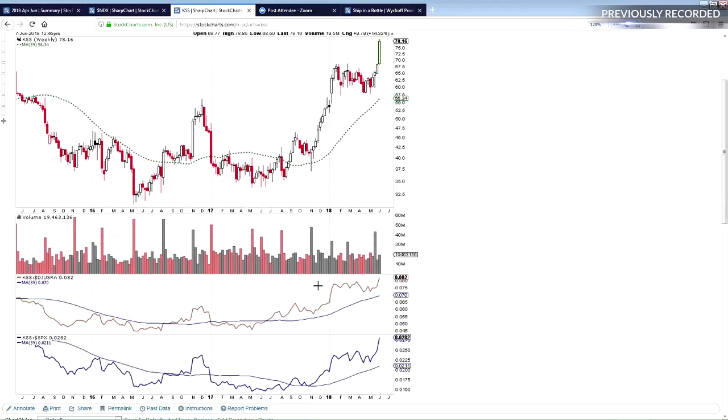And notice how the relative strength has been, Kohl's has been leading its group for a number of weeks. So this is a weekly chart. And then here to the S&P, it turns up and above the 39-week moving average of the relative strength here.